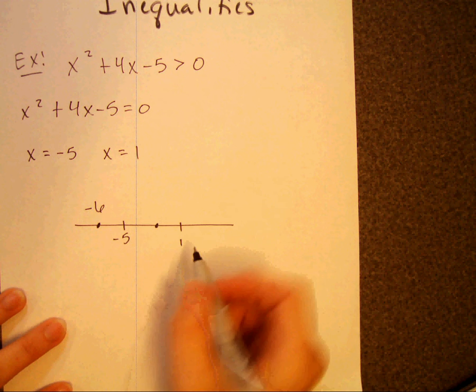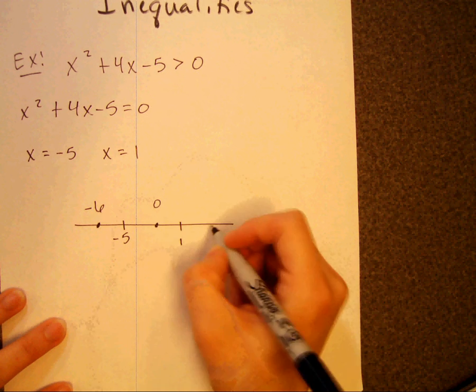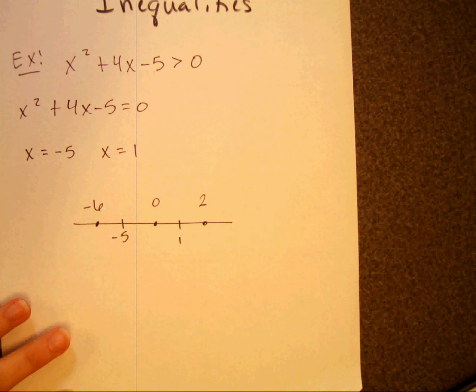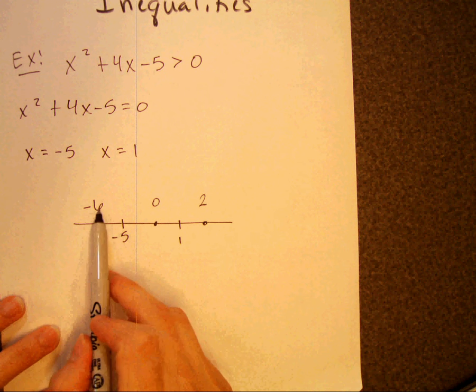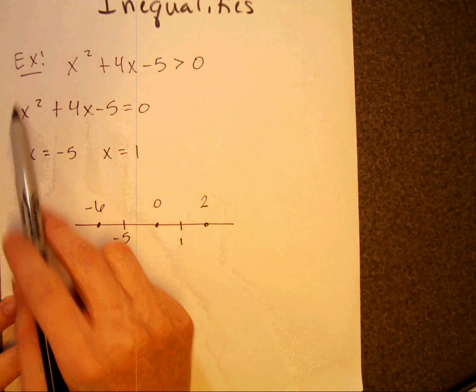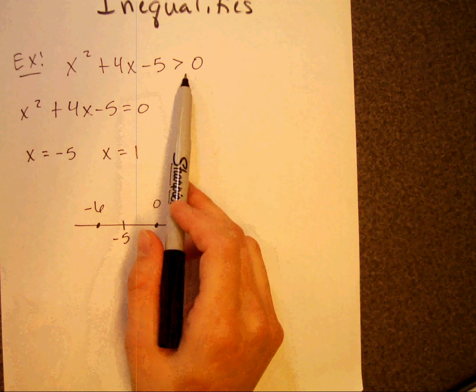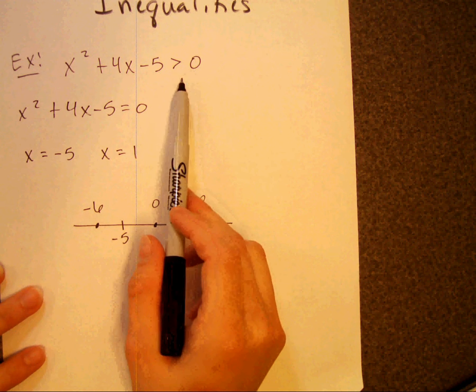Pick a number between -5 and 1. I'm going to pick 0. And then I need a number that's greater than 1, and I'm going to pick 2. So now I'm going to plug each one of my test points back into my quadratic and see if it gives me a number greater than 0, which would be part of my solution, or a number less than 0, which would not be part of my solution.